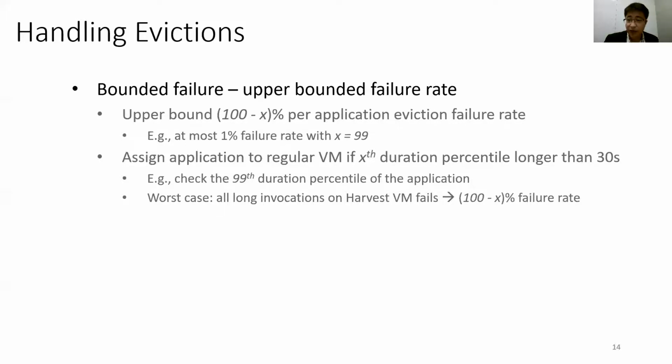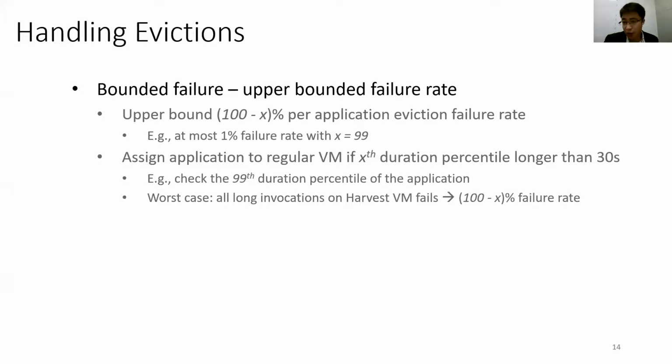So let's look at the bounded failure strategy, whose intuition is that if we are willing to tolerate a small fraction of eviction failures, we can allocate more applications to Harvest VMs. This strategy provides an upper bound on failure rate by bounding the failure rate of each application. If you want to bound the failure rate by 100 minus X%, we check the X duration percentile of each application and assign the application to a regular VM if the value is longer than 30 seconds.